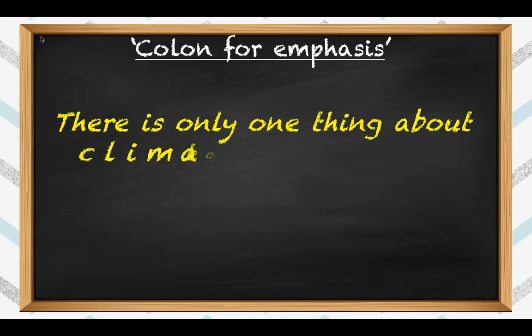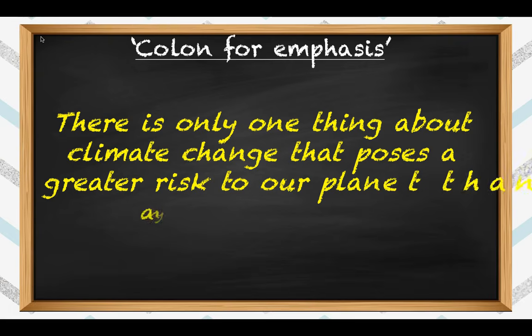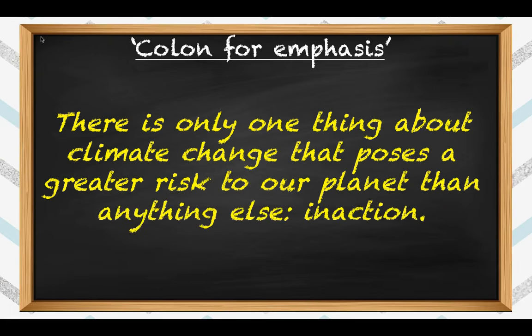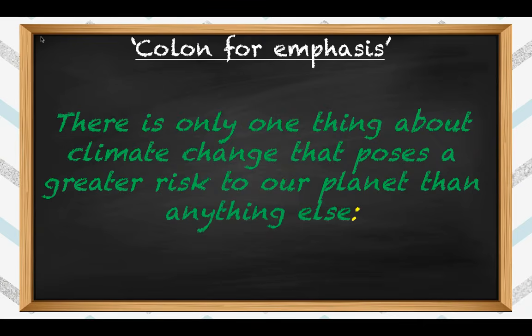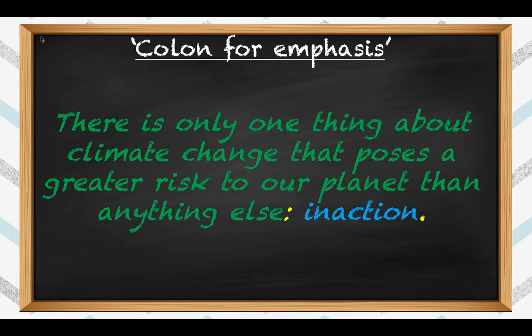You could say, "There is only one thing about climate change that poses a greater risk to our planet than anything else: inaction." The first part of the sentence, up to the colon, is a standalone sentence that makes sense independently, but all of it builds up to a single word: inaction. It's a powerful way of structuring your sentence to create the biggest impact on your reader.